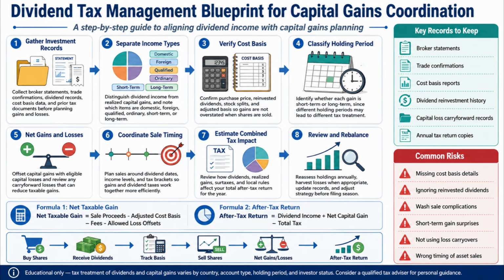Next, coordinate the timing of asset sales. Instead of selling randomly, review dividend dates, income levels, tax brackets, and possible gains or losses. Proper timing may help dividends and capital gains work together more efficiently, especially near the end of the tax year.